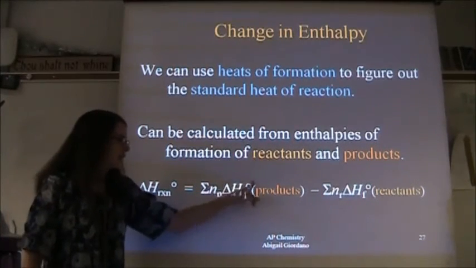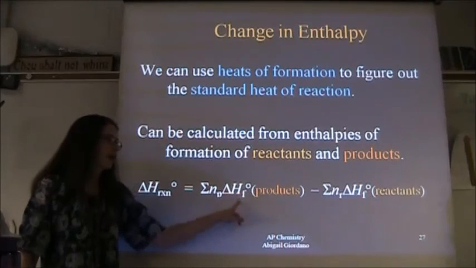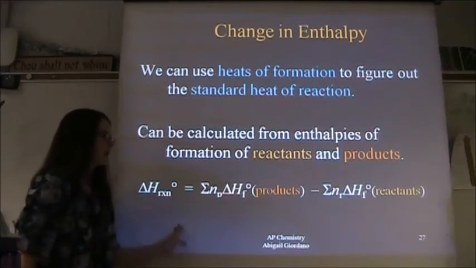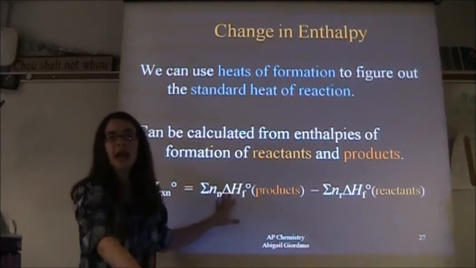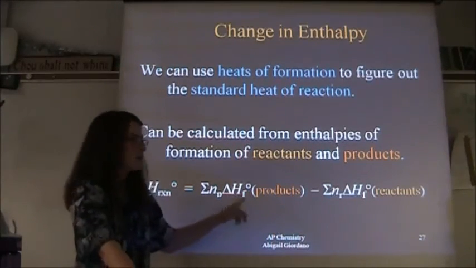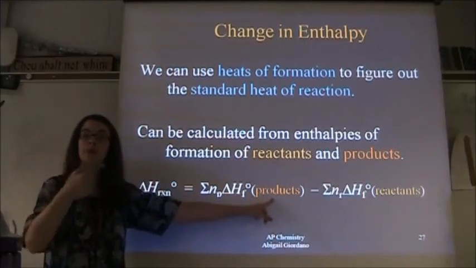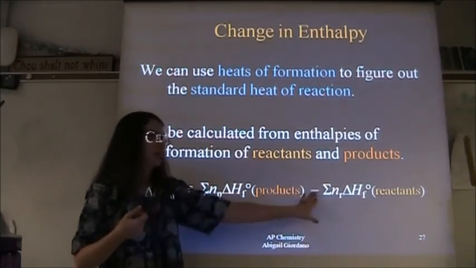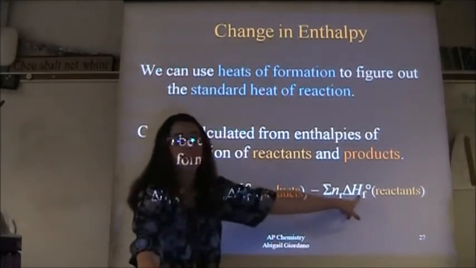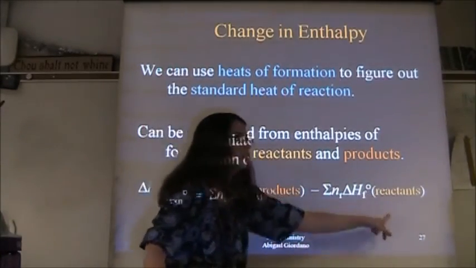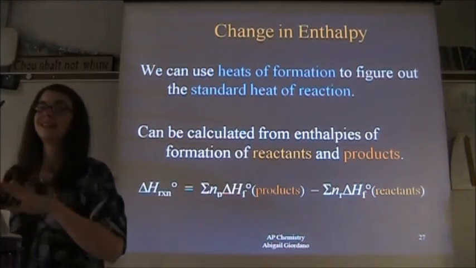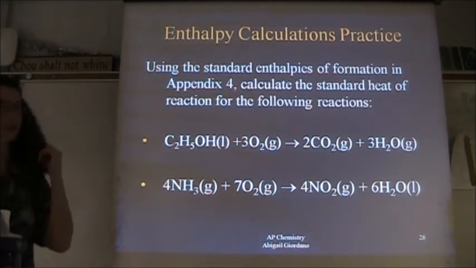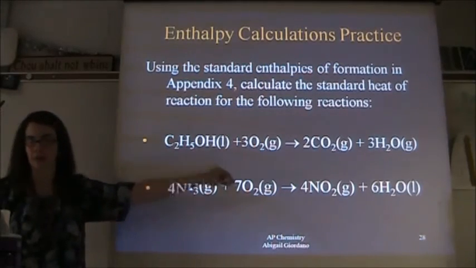And these, ladies and gentlemen, are the values out of the chart. These are heats of formation. The values out of the chart for all of your products added together, minus the heats out of the chart for all of your reactants. That's it. Let me show you how easy this is. We'll do this one together.